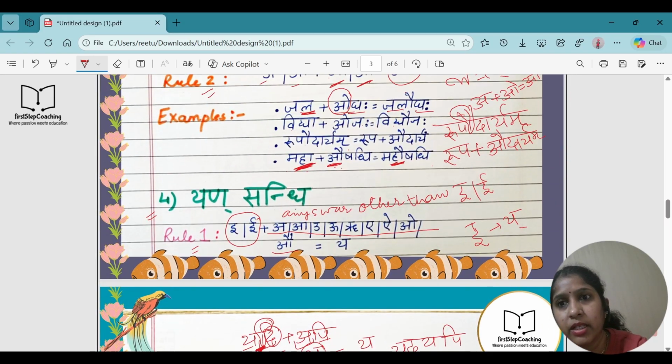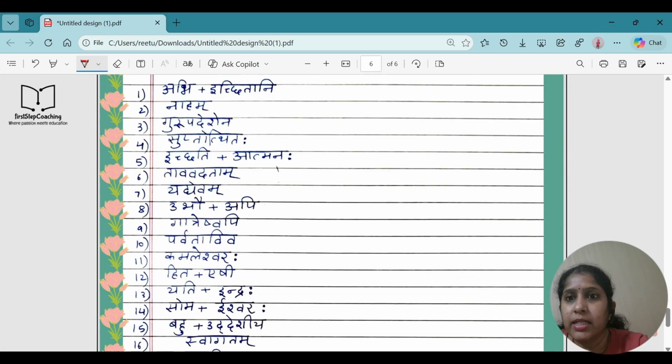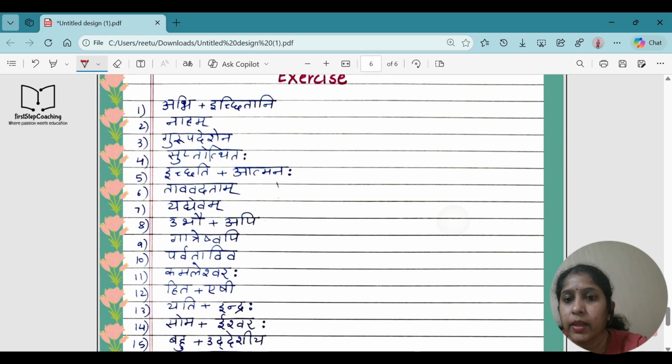I am hoping you have understood all the sandhis and yeah, just one task is there for you. You can take the screenshot of this. I'm going to give you 5 seconds. 1, 2, 3, 4, 5. So hope you have taken the screenshot.